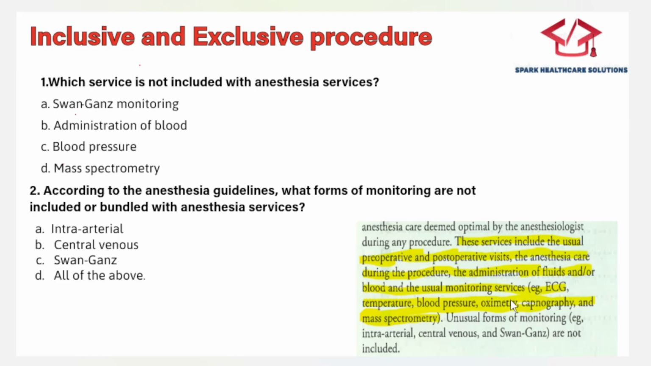That is inclusive. Whereas exclusive service is catheter placement, like intra-arterial catheter placement, central venous catheter placement and Swan-Ganz catheter placement. So intra-arterial, into the artery. So before the surgery, if the anesthesiologist is placing these catheters and sending the patient to a surgery, at that time these catheter placements have to be coded.